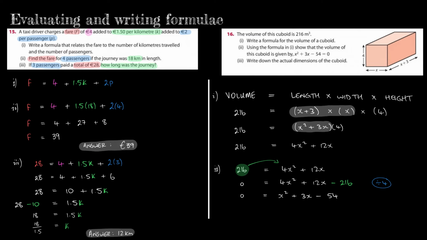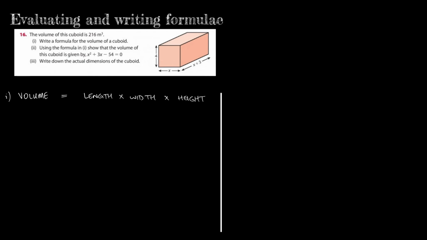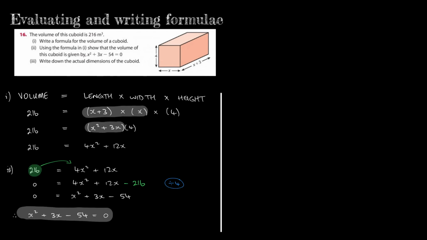Now what I need to do is I need to do part 3. So write down the actual dimensions of the cuboid. So I'm just going to come back to here. So we worked that out so far. And now we're going to just look and see how we can work out the actual lengths. Okay, so this is everything that we just did a second ago. And we found out that the quadratic represented the volume. So x squared plus 3x minus 54 represents the volume. They want us to find the actual length of each side. So in order to find the actual length of each side, I need to find the value for x.